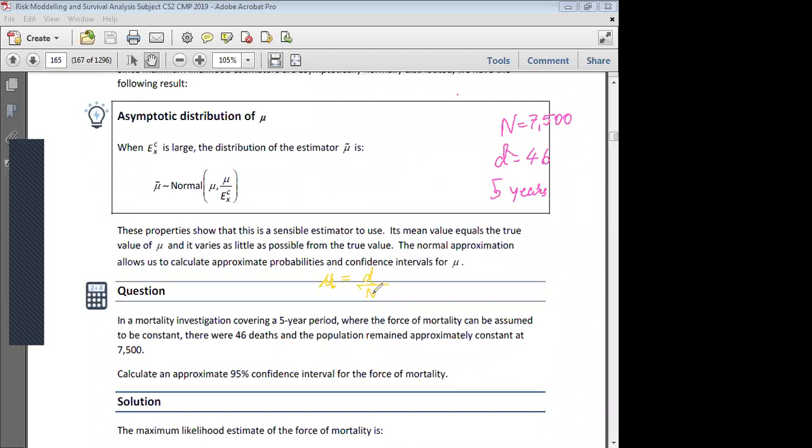So, let me tell you, let's say I observe 50 deaths among 1,000 people. In the first scenario, I observe 50 deaths over 1,000 people in 1 year. And in the second scenario, I observe 50 deaths out of 1,000, but over 20 years. So where do you think the force of mortality would be higher or lower, or will it be equal in both the cases?